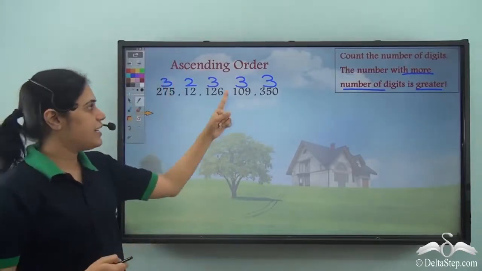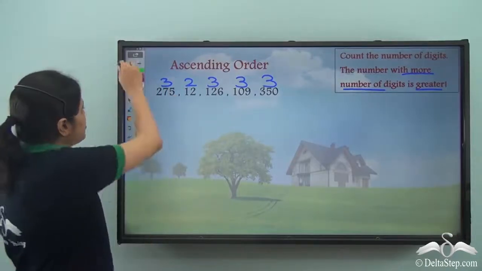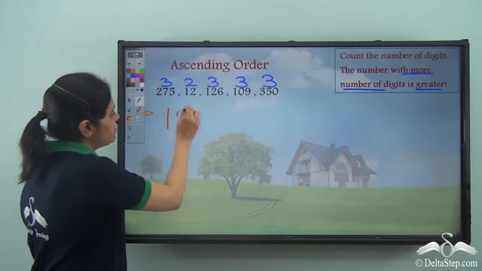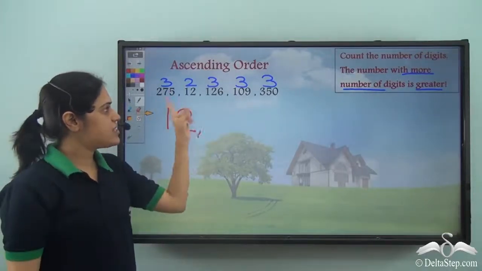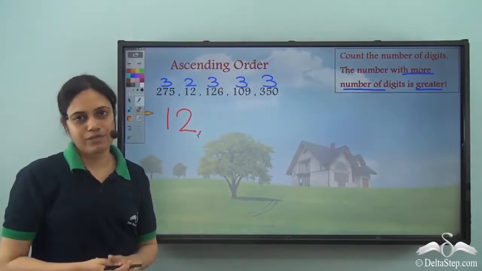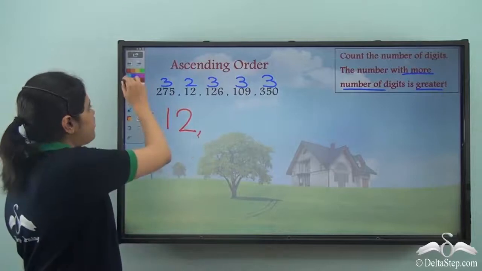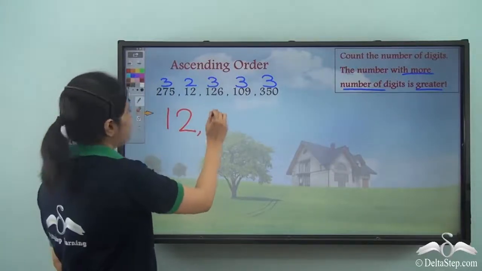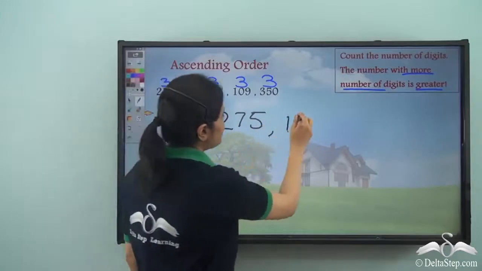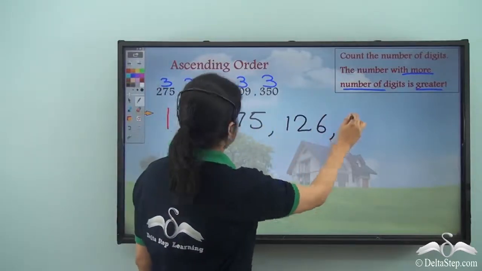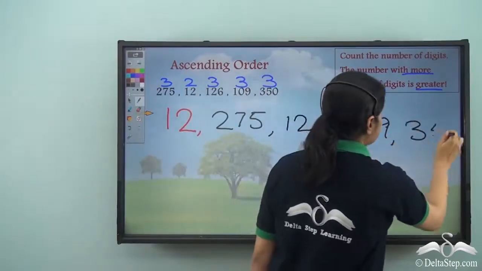So in ascending order, I need to write the smallest number first. So let me write down 12 first. And the rest are all the 3-digit numbers. So I need to write them after 12. So I have 275, 126, 109 and 350.